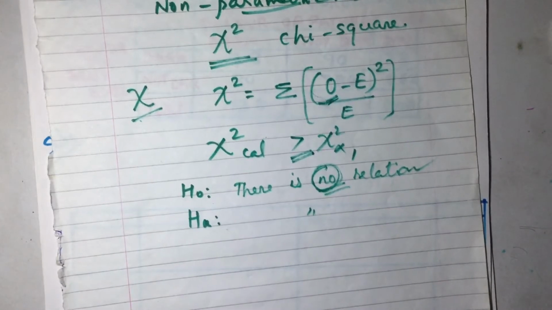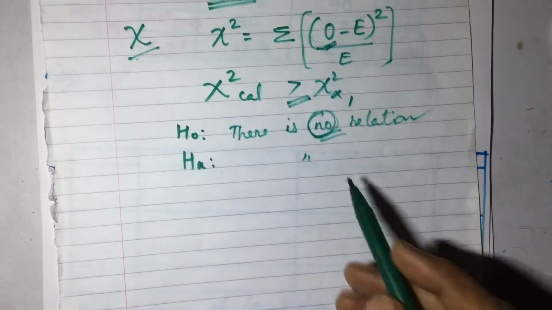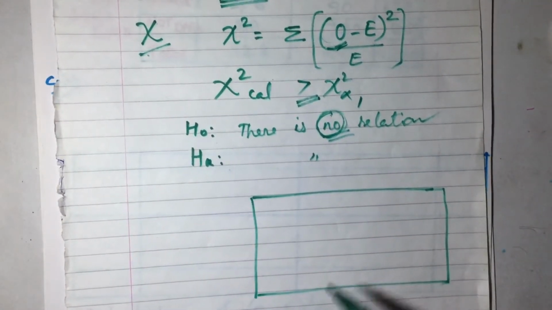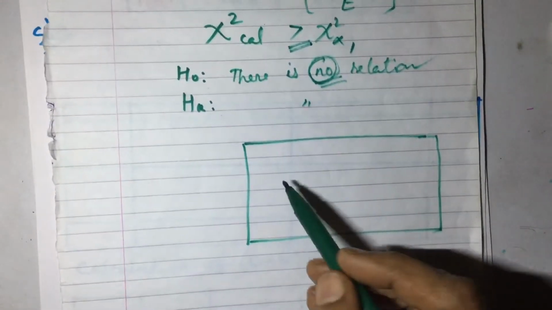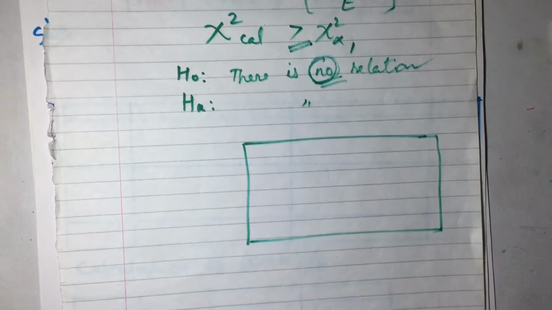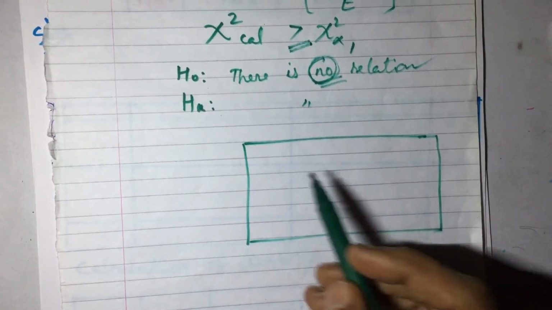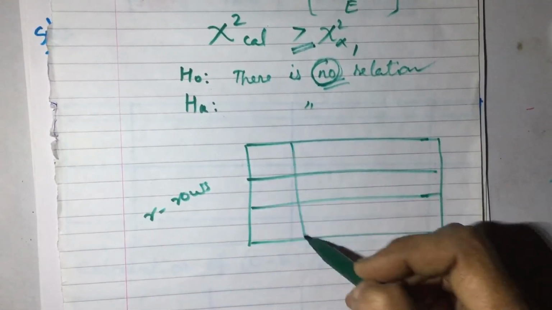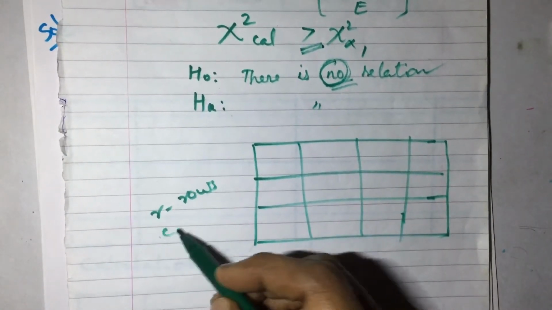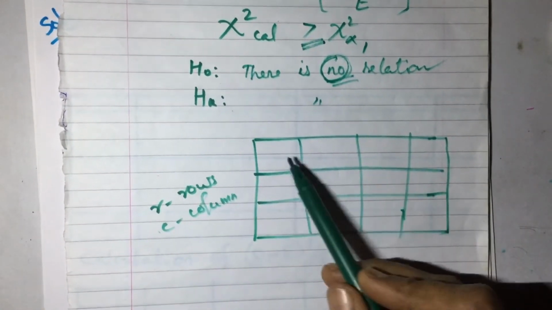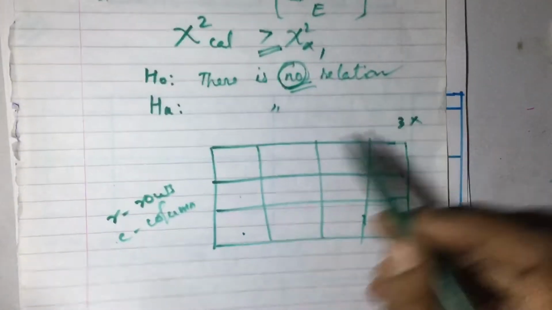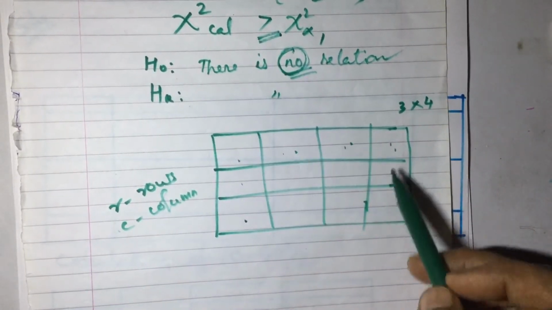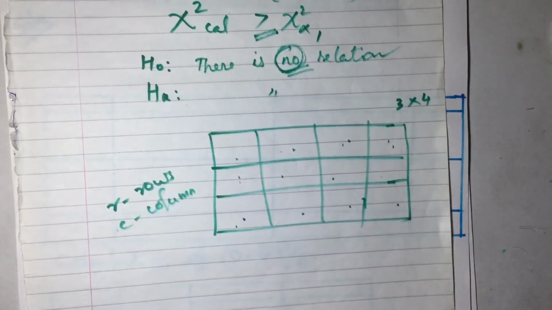Now the data will be given in some table like this, giving the observed frequencies, and from the observed frequencies we will calculate the expected frequencies. Suppose R rows and C columns are given. For example, here 1, 2, 3 rows are there and 1, 2, 3, 4 columns are there. So in total 3 into 4, 12 cells will be there.